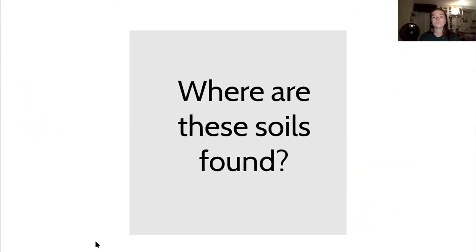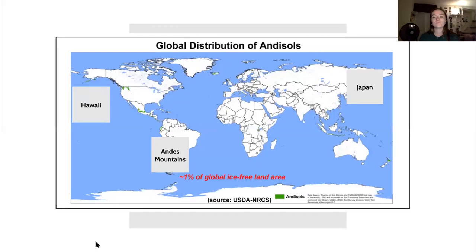So where are these soils found? Well, on the map, everything in green is an andisol. I have chosen 3 locations of andisols in the world. We have Hawaii, the Andes Mountains, and Japan.